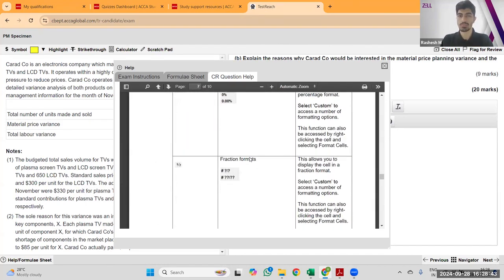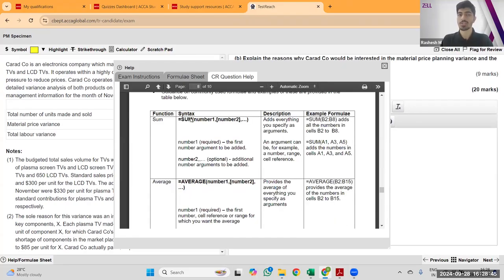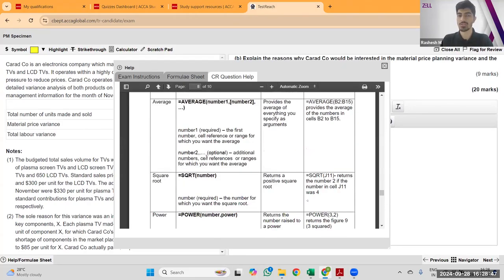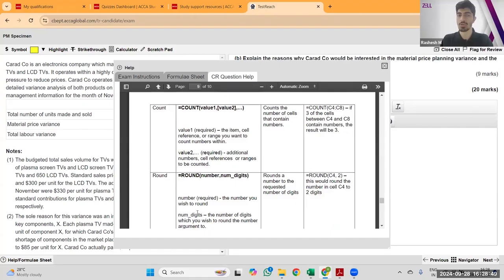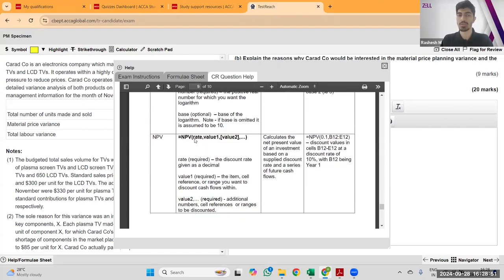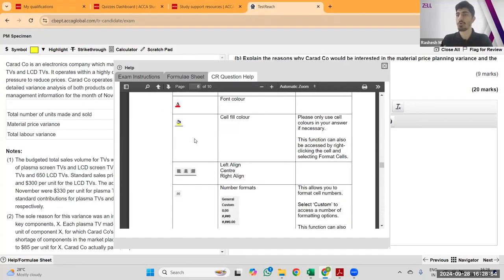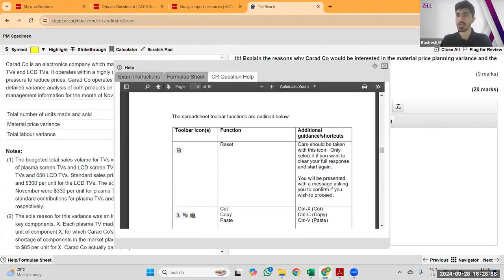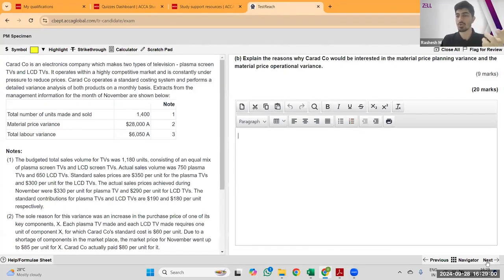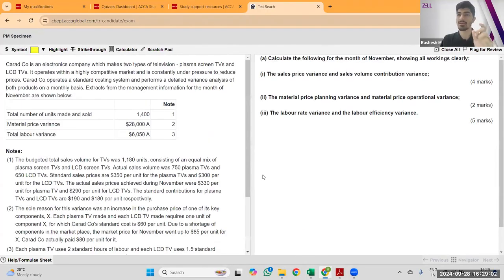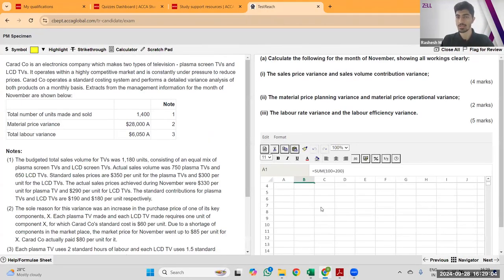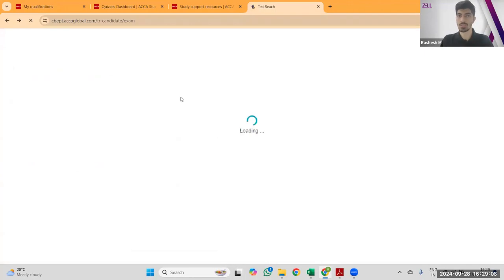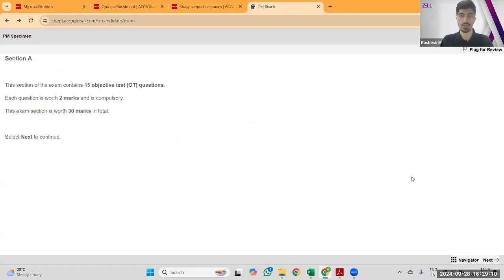So you can see at the bottom, I guess, that they allow you sum, average, square root, power, count, rounding, logs, NPV, IRR. These are the few formulas that are allowed. So even in your practice, you can limit yourself to these formulas. Shortcuts like Control D, Control R, they have now enabled, I think. Previously, it was not enabled. Maybe in this, it will not work. On the exam day, those shortcuts will work.